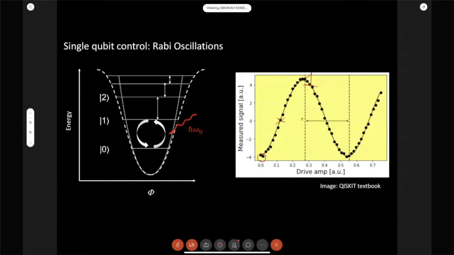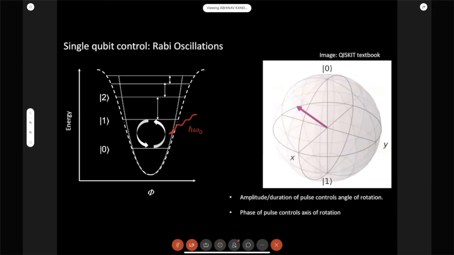In this figure, the time of the pulse has been kept fixed, and we're sweeping the amplitude of that pulse. But essentially, this is your Bloch sphere representation once again. The amplitude or the duration of the pulse is going to control the total angle of rotation. I defined for you a pi over two and a pi pulse, but essentially you can have any other arbitrary rotation depending on the pulse amplitude. And then there's the question of which axis you rotate about, and that can also be controlled by the phase of the pulse.